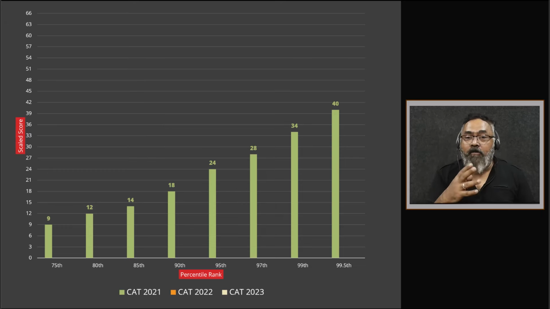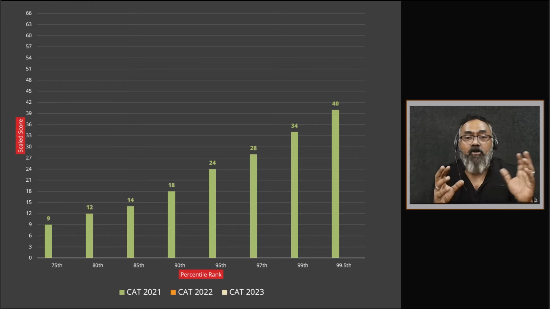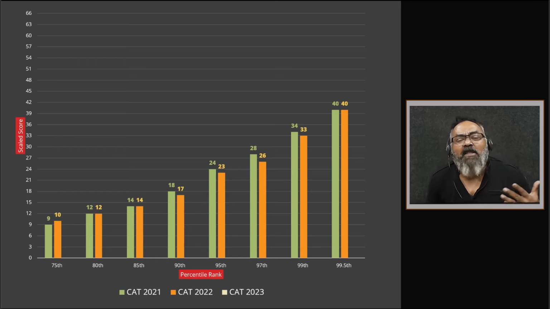The total number of questions available is 22. The total marks available is 66. Now these are scaled scores. Individually, each slot may have ups and downs with respect to level of difficulty, slight variation. But this is a scaled score, and it will give us some perspective. That is the CAT 2021 story. CAT 2022 is by and large the same, very, very similar. Level of difficulty by and large the same.